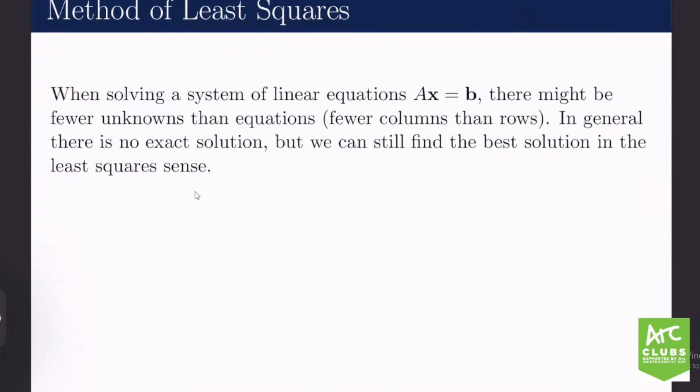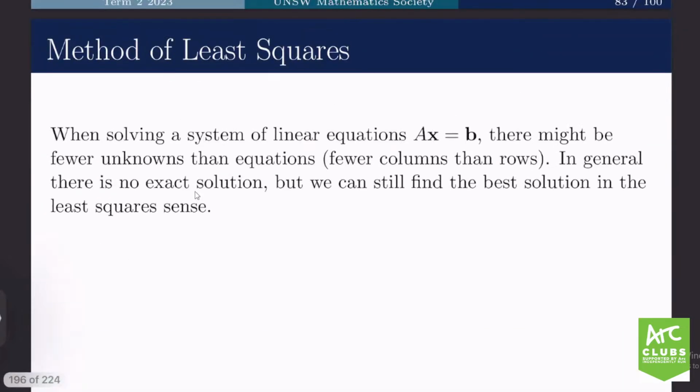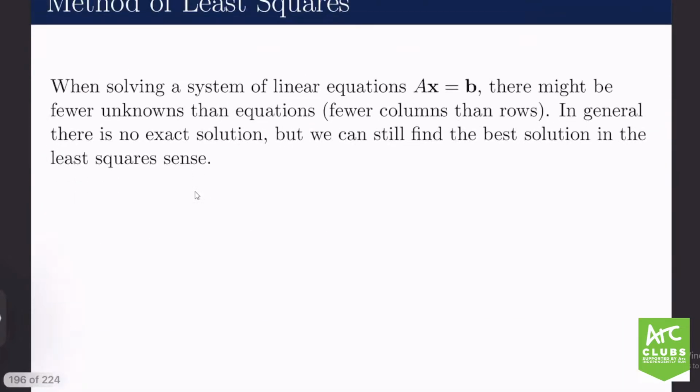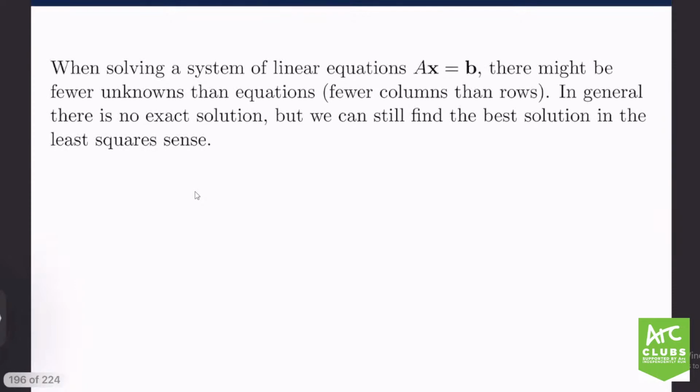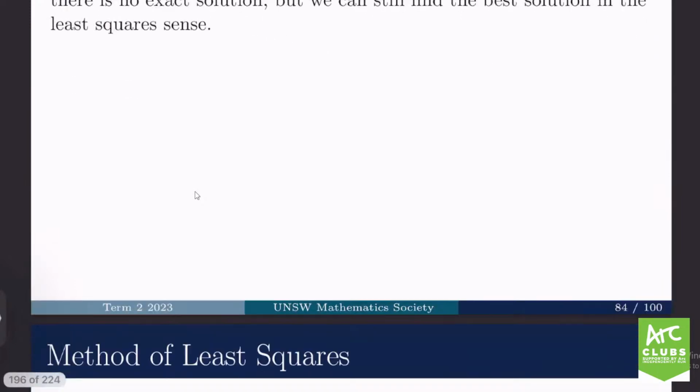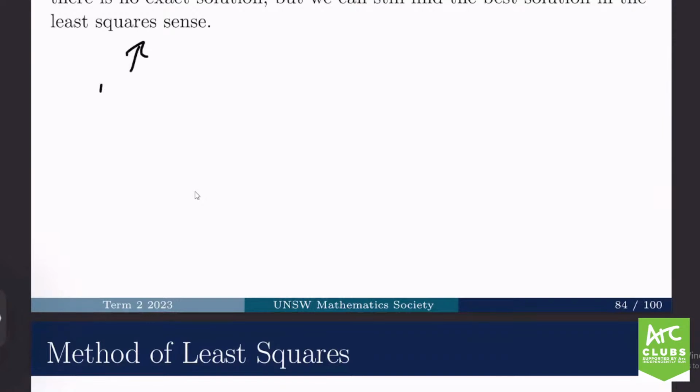All right, so now the last idea in this topic is the method of least squares. This arises when we have a system of linear equations with fewer unknowns than equations. So there's no exact solution, but the question is, can we find the best solution? The best solution in the least squares sense is the one that minimizes the error. To do that, we find the case in which Ax minus b is minimized, or has the smallest norm.